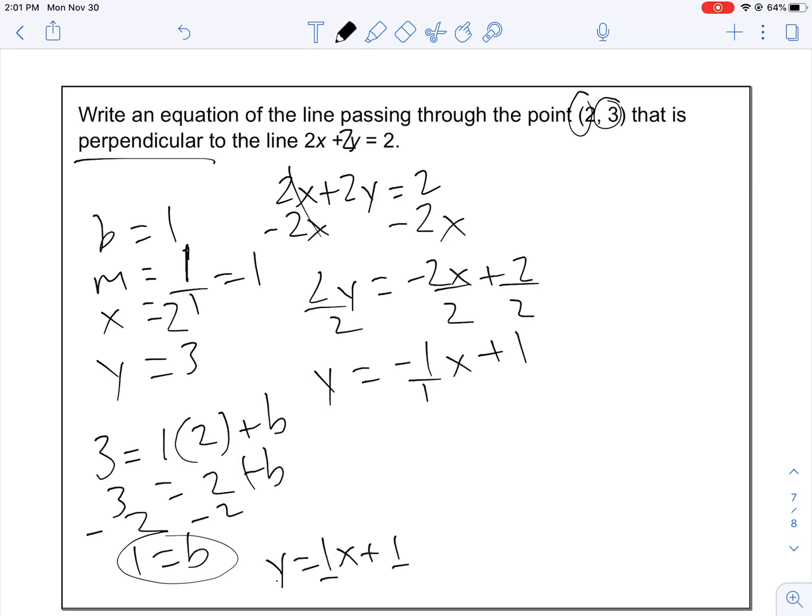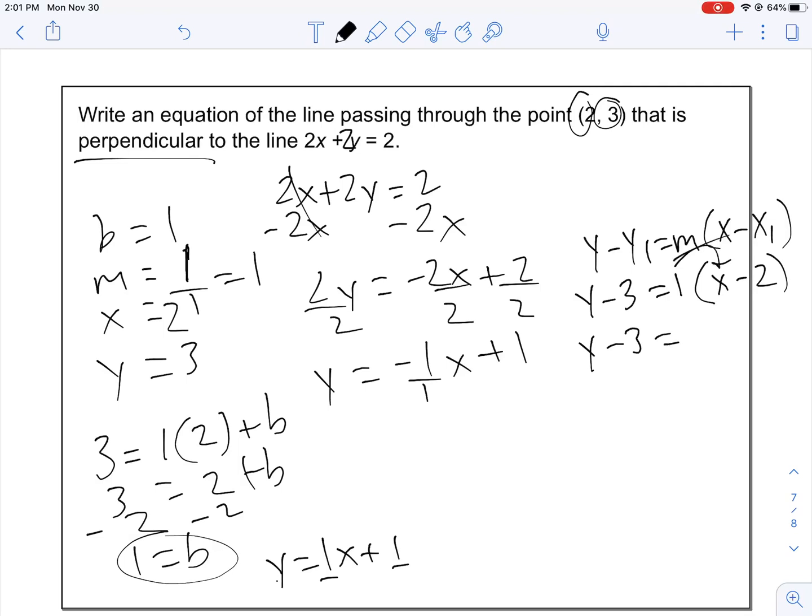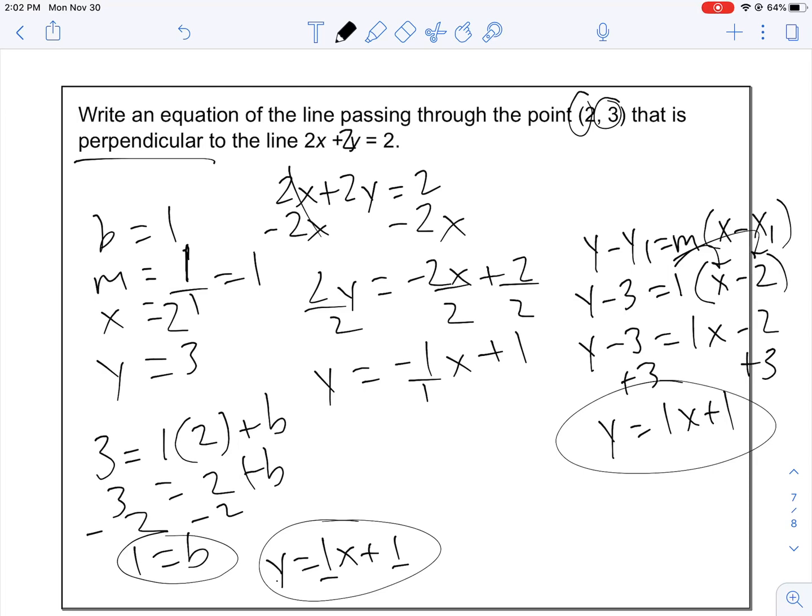If you're using point slope, it's y minus y1 equals m times x minus x1. So we go y minus 3 equals 1 times x minus 2. So y minus 3 equals 1x minus 2. Add 3, and we get y equals 1x plus 1. Notice again, same answer for both. Just be careful if we're doing perpendicular. That's going to give us the opposite reciprocal.